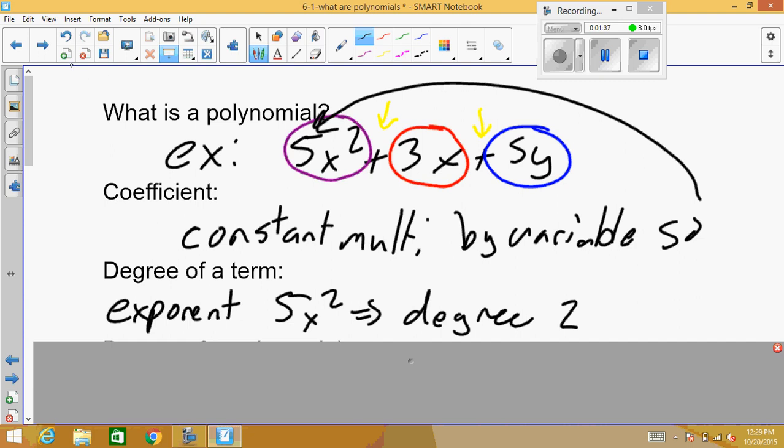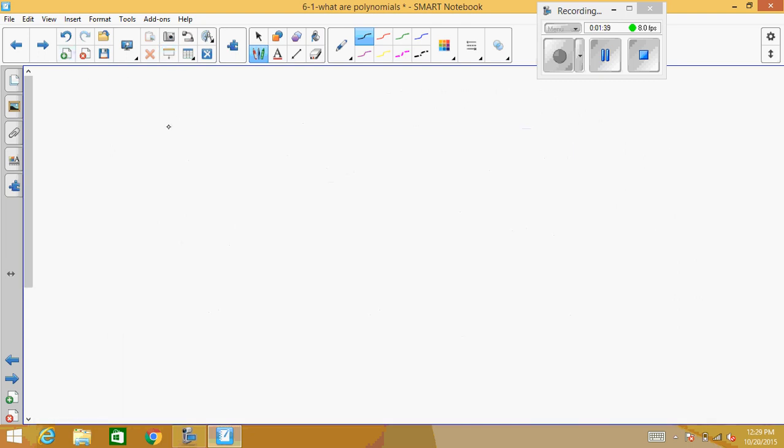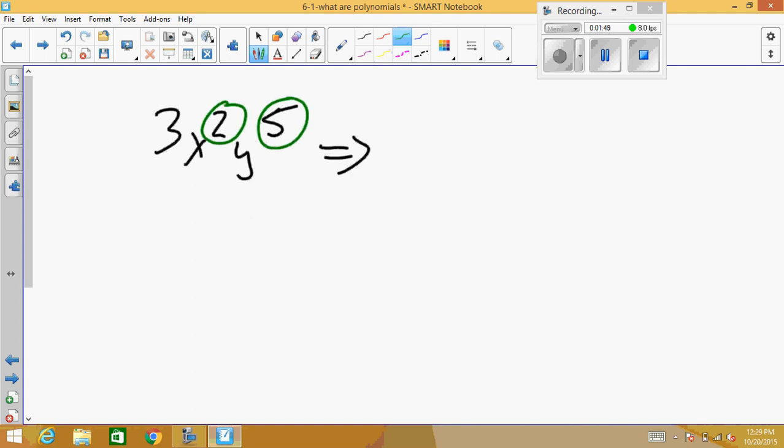If there's more than one variable, though, that makes things a little different. So maybe I've got a 3x squared y to the 5th, and I want to find the degree of that. So what I do for that is I take all of the exponents of the variables, and I add them together. So this one has a degree of 7.